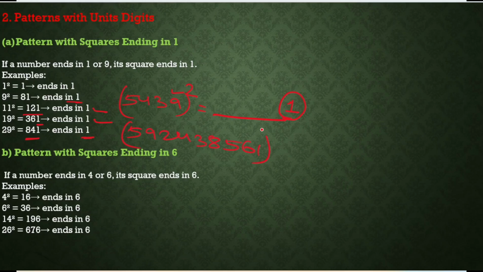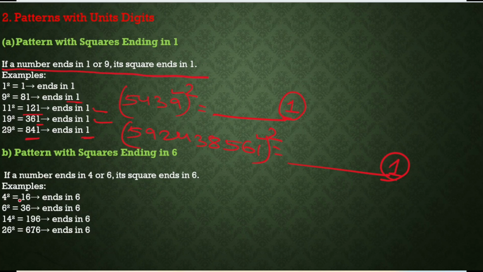Another question: what is the square of 59243856? It takes a lot of time to find the square of this number. But if the unit place contains 1, the square ends in 1. Why? The unit place should be 1. So just remember this: if a number ends in 1 or 9, its square ends in 1.